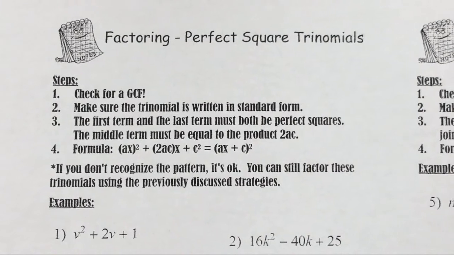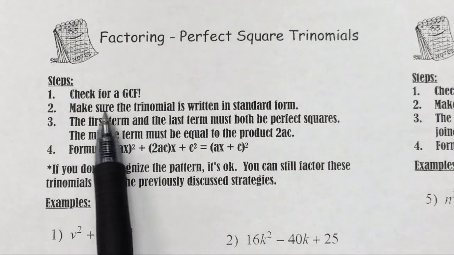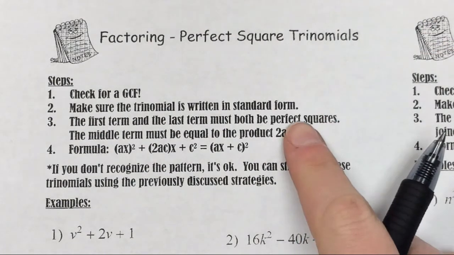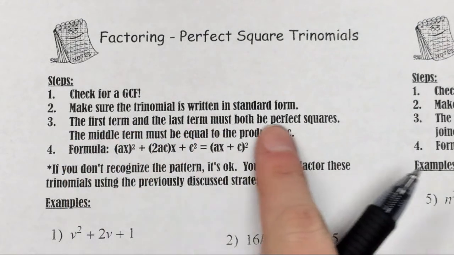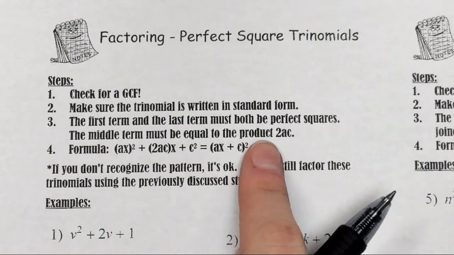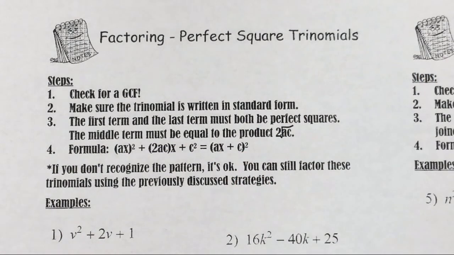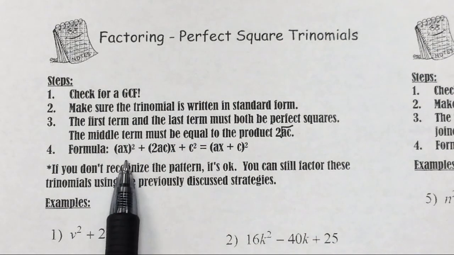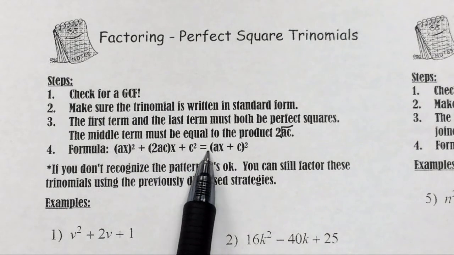So the first thing that we're going to do is check for a GCF, greatest common factor. Then we're going to make sure the trinomial is written in standard form, which is ax squared plus bx plus c. We're going to make sure the first and last term are both perfect squares. And the middle term must be equal to 2 times the square root of AC.